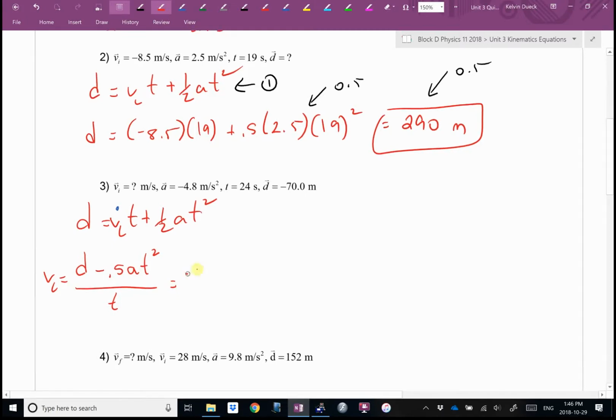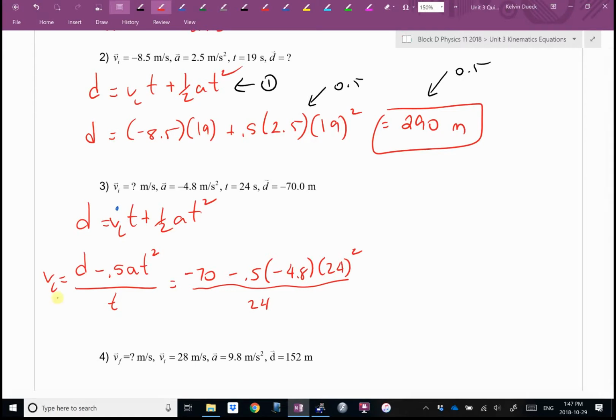It's going to be negative 70. I guess we ended up 70 meters behind from where we started. Minus 0.5 times negative 4.8. We were accelerating backwards. Time is 24. Don't forget the squared. Divided by 24. This is also a tricky one because I have no idea if I'm going to get a positive answer or a negative answer. I might have started out going forwards. I might have started out going backwards.